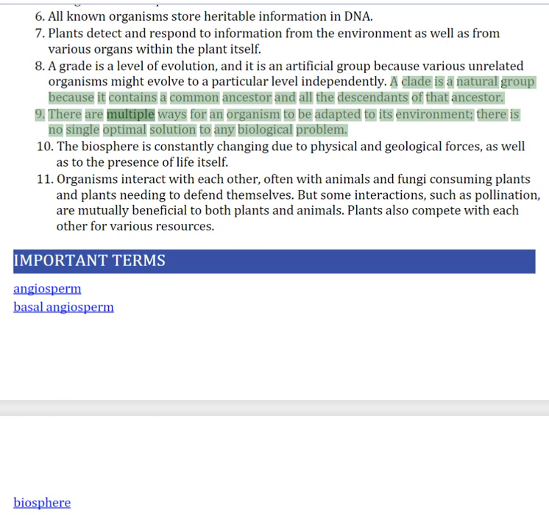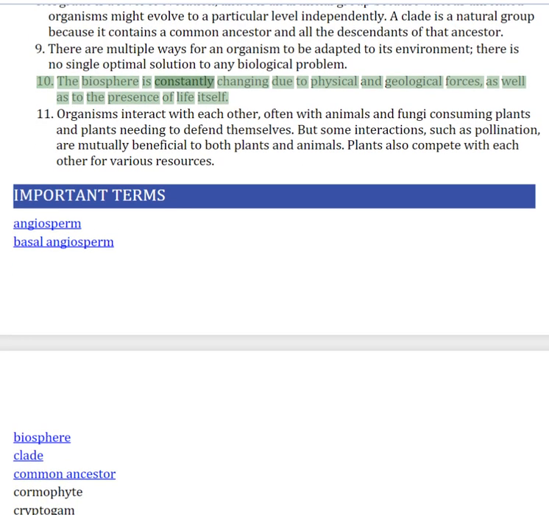9. There are multiple ways for an organism to be adapted to its environment. There is no single optimal solution to any biological problem. 10. The biosphere is constantly changing due to physical and geological forces, as well as to the presence of life itself.